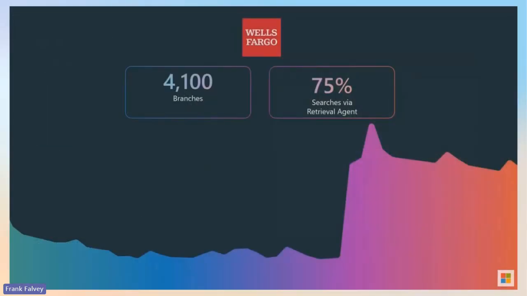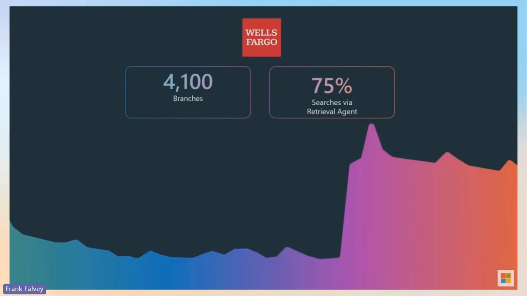So here, this is kind of 4,100 branches. The graph kind of shows where they're up to 75% searches through the retrieval agent compared to where they were before. So it's a game changer really for the likes of companies like Wells Fargo, where they can use a retrieval agent rather than manually searching through all these documents.